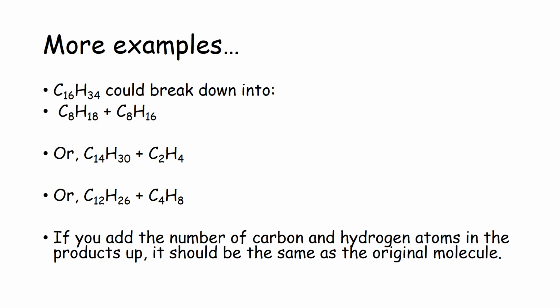So here's another example. Hexadecane, C16H34, could break down into a variety of products. If it breaks down into the alkane C8H18, which is octane, the alkene produced needs to use up the rest of the carbon atoms that were in hexadecane, so it would be C8H16, octene. Or hexadecane could break down into C14H30, and the alkene produced would be C2H4. Or another option is that it could break down into C12H26, which is an alkane called dodecane, and the alkene produced in that case would be C4H8, which is butene.